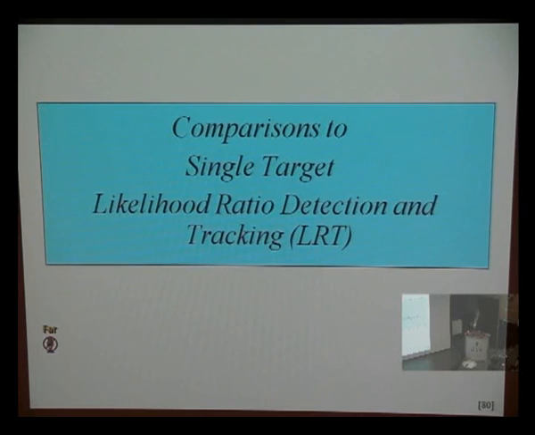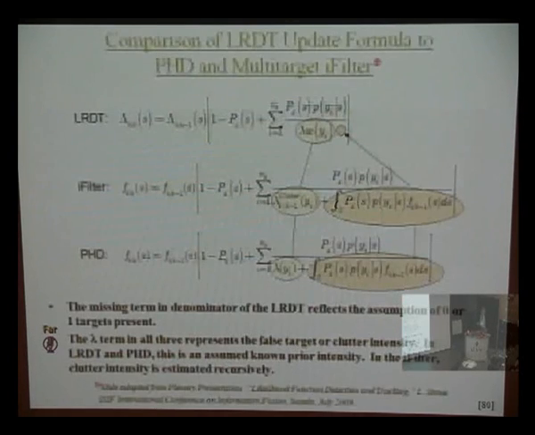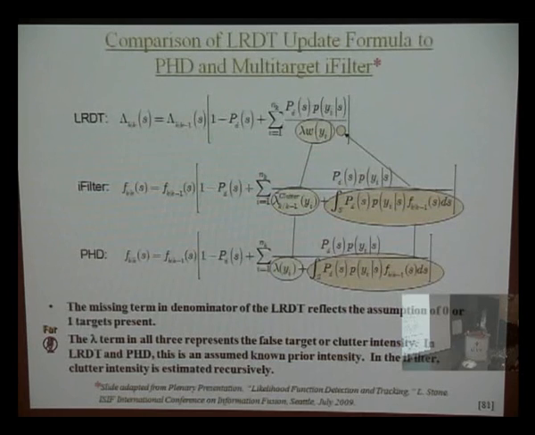Comparisons to single target. This is a comparison that is really long overdue. Larry Stone, a man I work with, consulted with me when we put this slide together for his talk, actually. But this is the LRT. This is a well-known method for Bayesian tracking of a single target where you assume there's at most one target, nonlinear motion, nonlinear measurement, but multiple measurements.